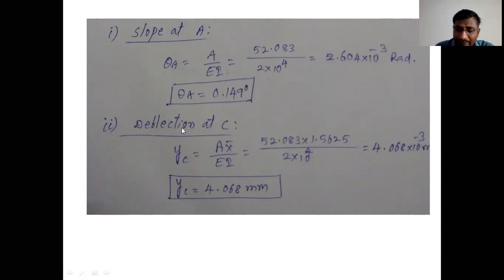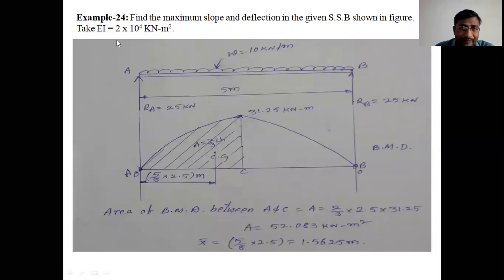Then the deflection at C. This is the maximum deflection that occurs in the beam, at point C. If the beam bends like this under a UDL, where does the maximum deflection occur? At the center. So to find the maximum deflection at the center, we calculate the moment of this area about the apex point and divide by EI, and we get the deflection.